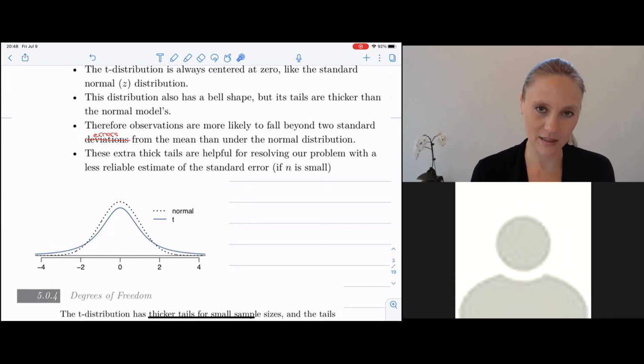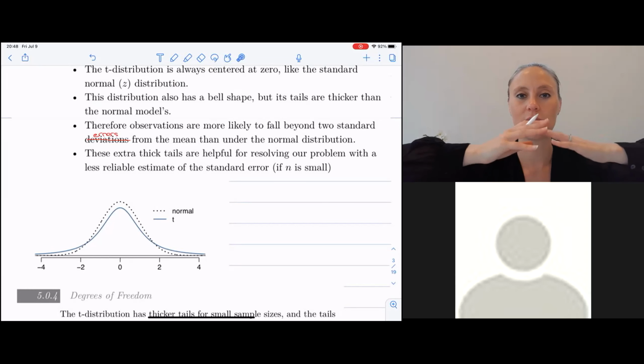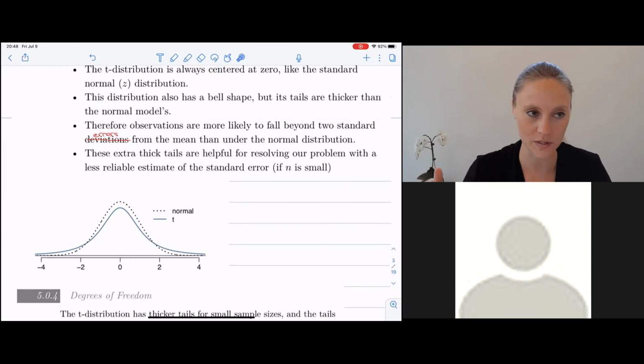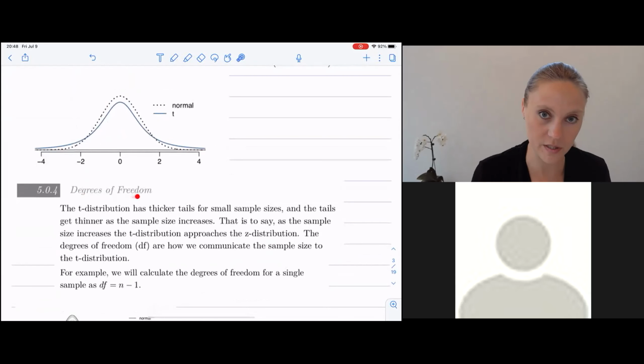So the shape, and this is the tricky part with the t distribution, the shape of it, how much room is in the tails, depends on the sample size. And so that leads us to the degrees of freedom. Sounds cool, right?